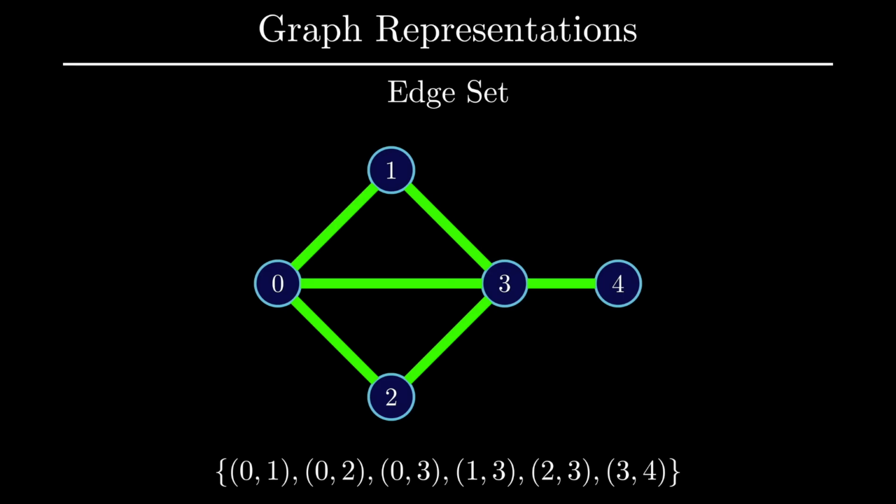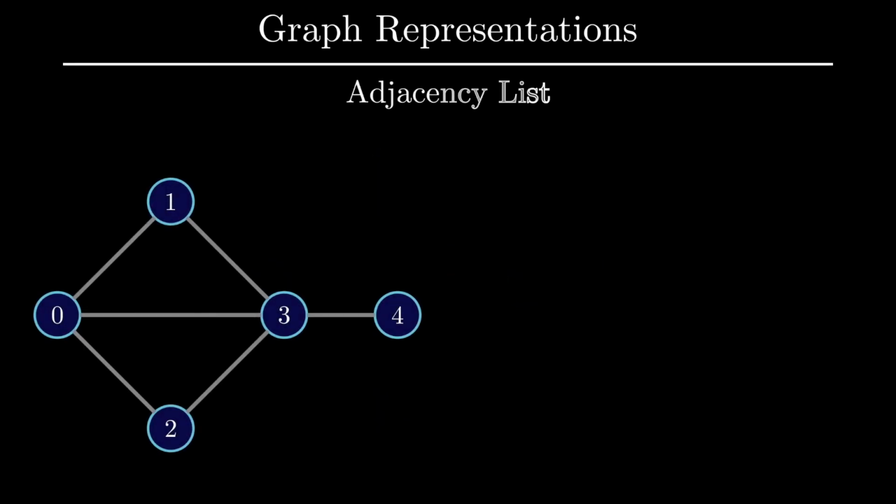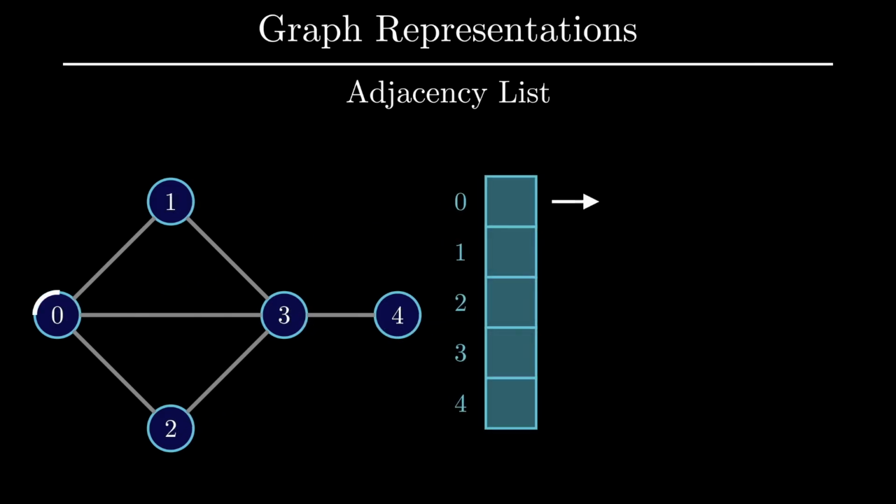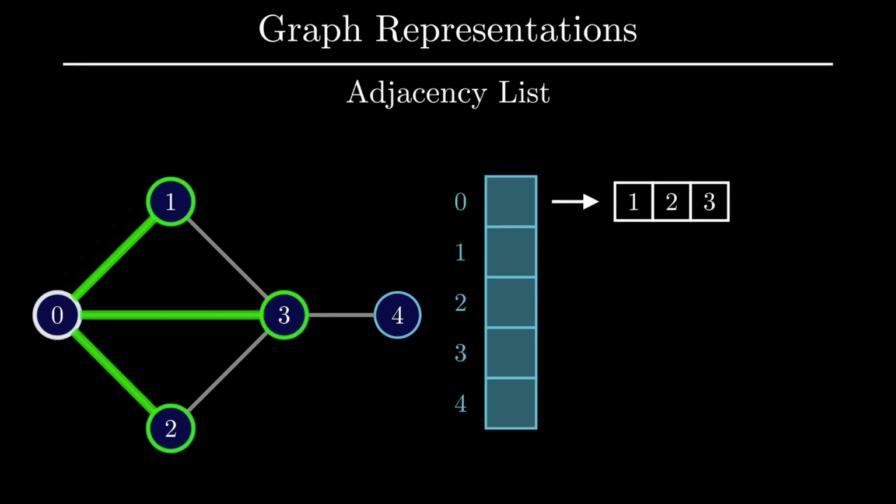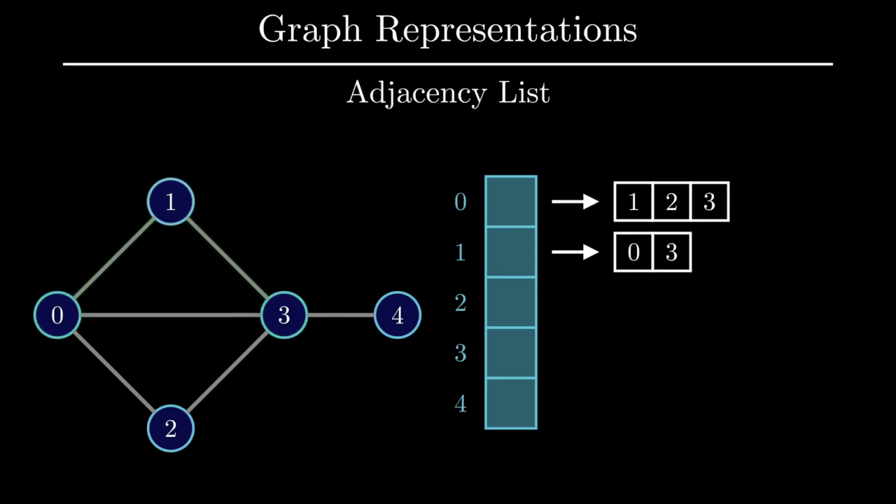The third representation of a graph is called an adjacency list, and this is actually the most common representation used. The idea works as follows. We take each vertex and map the vertex to a list of its neighbors. For example, node 0 has 3 neighbors, specifically nodes 1, 2, and 3, so we map it to a list containing those values. The rest of the list is constructed in a similar manner. The nice thing about this representation is that it gives us easy access to neighbors of a particular node, which is a tool that will be immensely useful in graph algorithms.